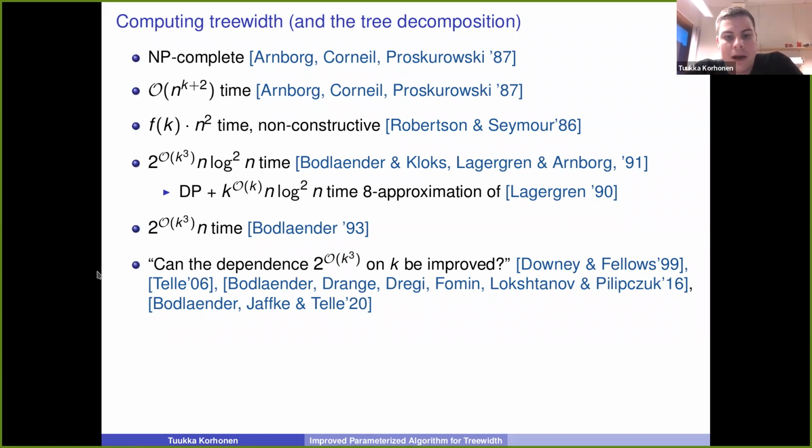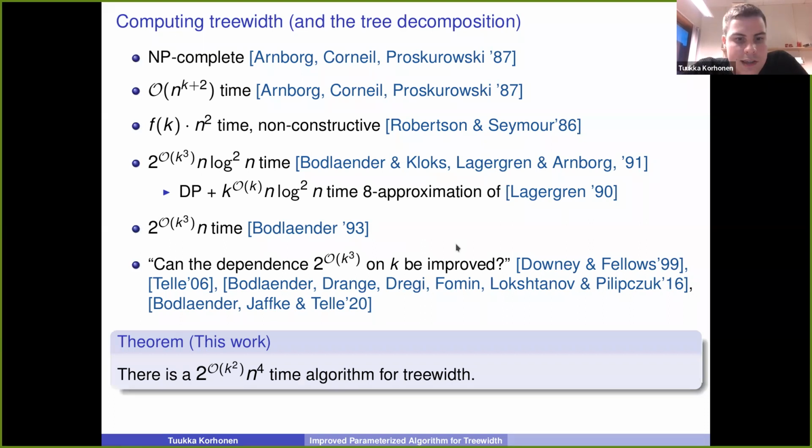This was for a long time an open problem: whether the dependency on k in this algorithm for treewidth can be improved from exponential in k cubed. This was asked already by Downey and Fellows in '99, before anybody else really cared about the dependency on k. They asked, can you improve it for treewidth? Then a bunch of other people mentioned this problem in subsequent papers about computing treewidth. And the result that I'll talk about today is that with Daniel, we resolve this open problem of whether this dependency on k in FPT algorithms for treewidth can be improved.